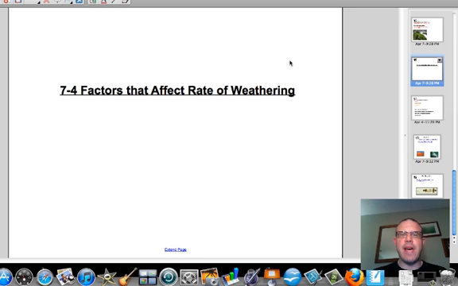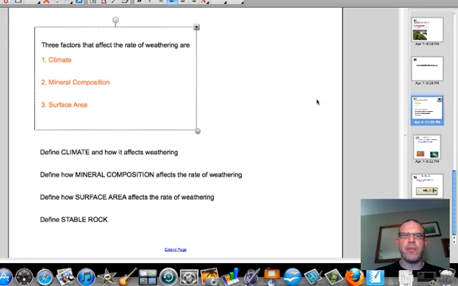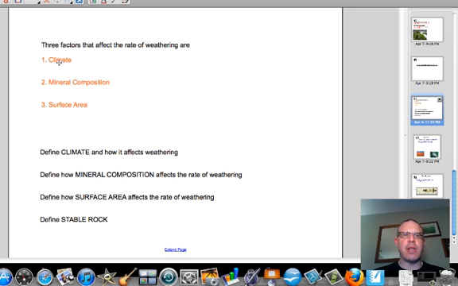Four factors that affect the rate of weathering. So there are three main factors that affect how quickly rocks are going to weather. And those three different factors are climate, mineral composition, and surface area.